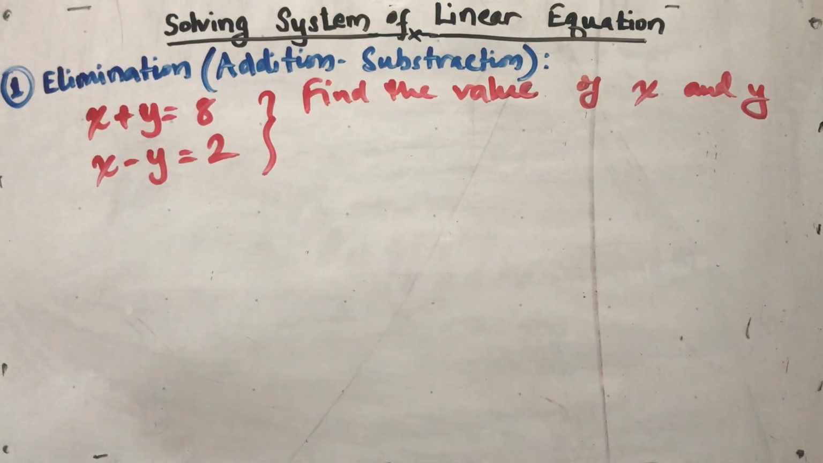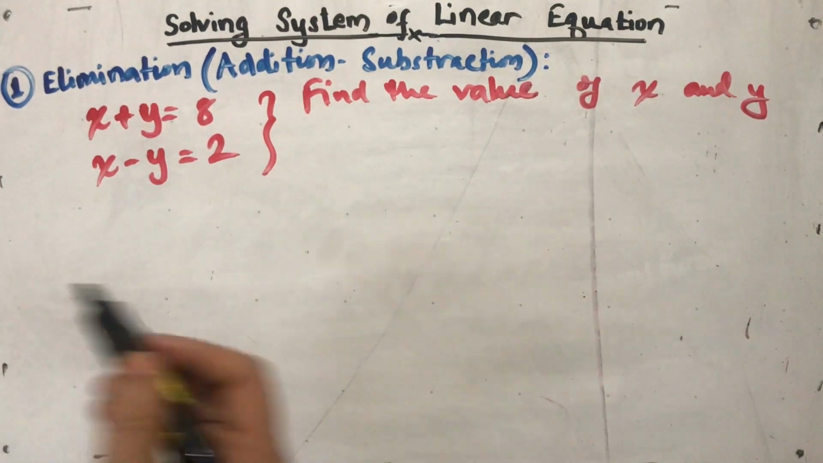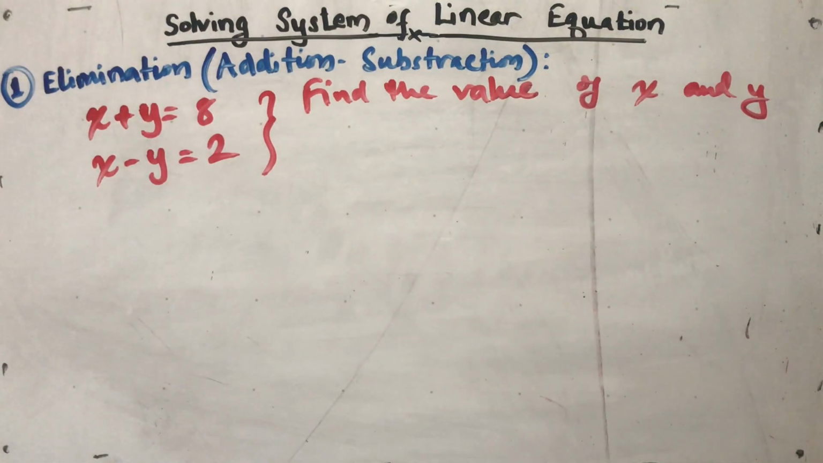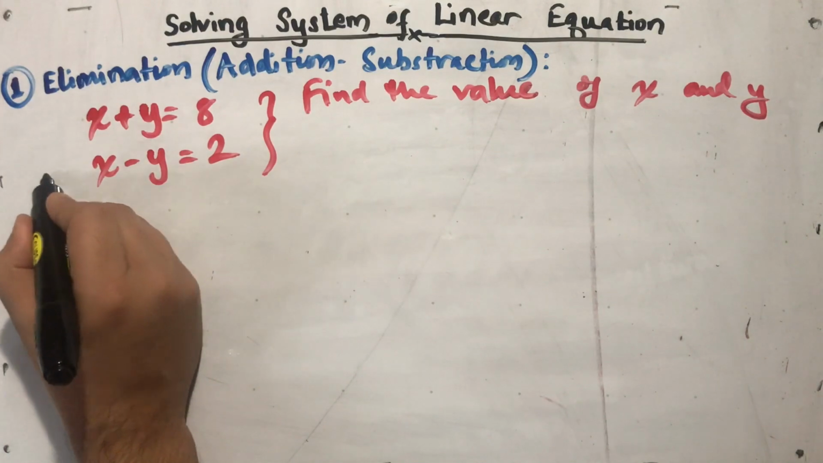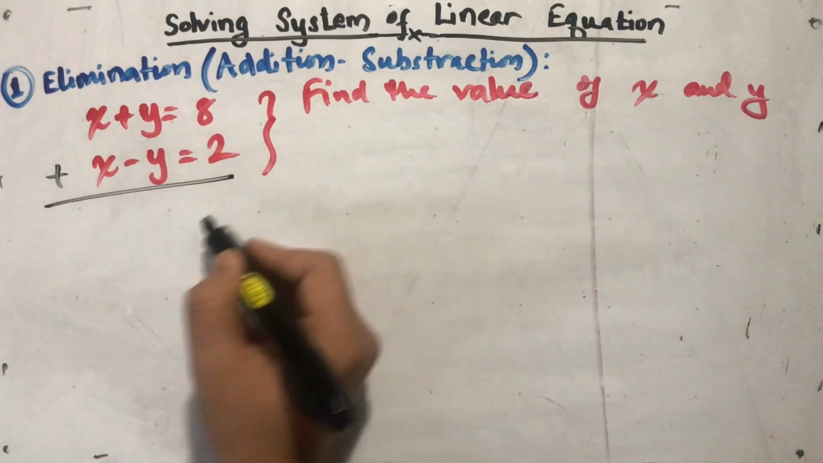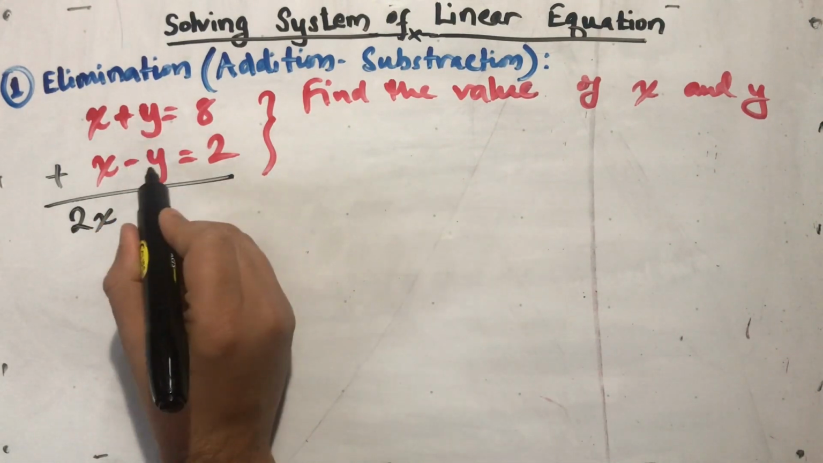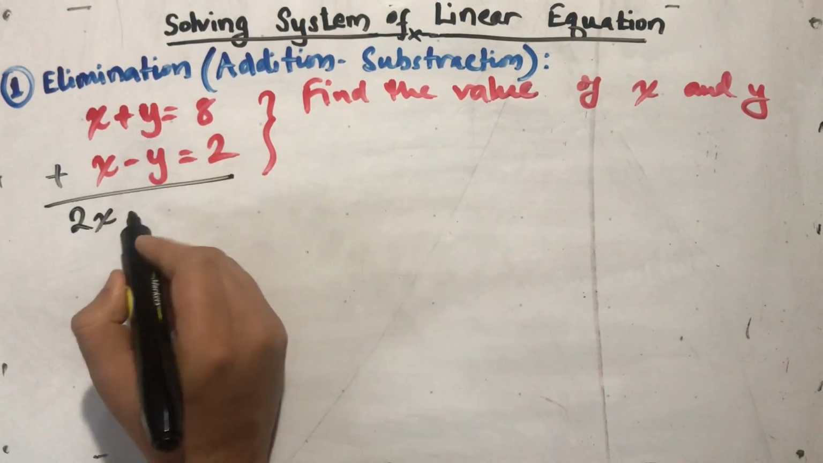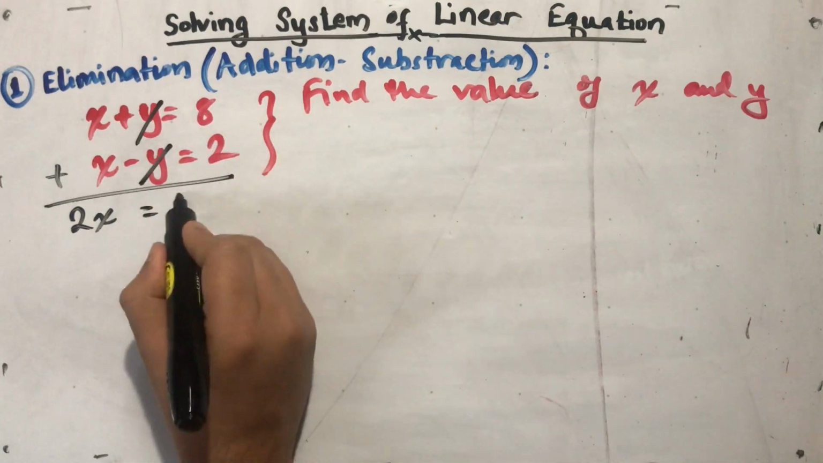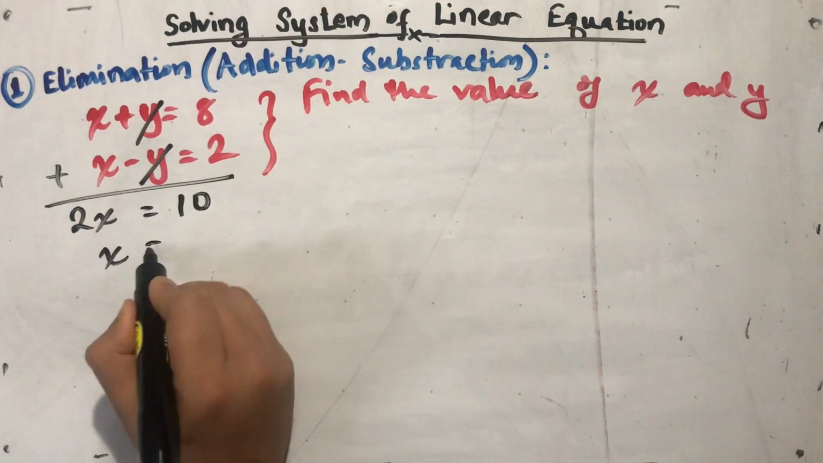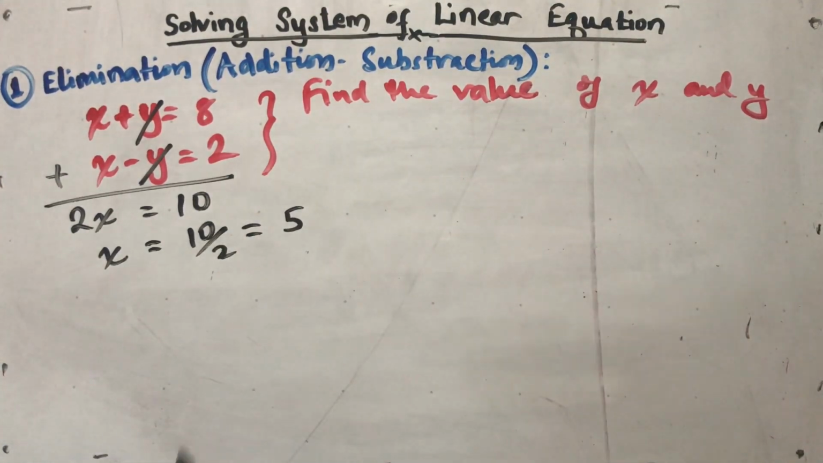All right, let's get back to our problem. To solve for x and y, this one is pretty simple. Actually, this is a really simple problem. All you have to do is add them together. So let's add these two equations. When you add them, x plus x gives us 2x, and y minus y equals 0, so you can just cancel that out. And 8 plus 2 gives you 10. So x equals 10 divided by 2, which is 5. That's the value of x.